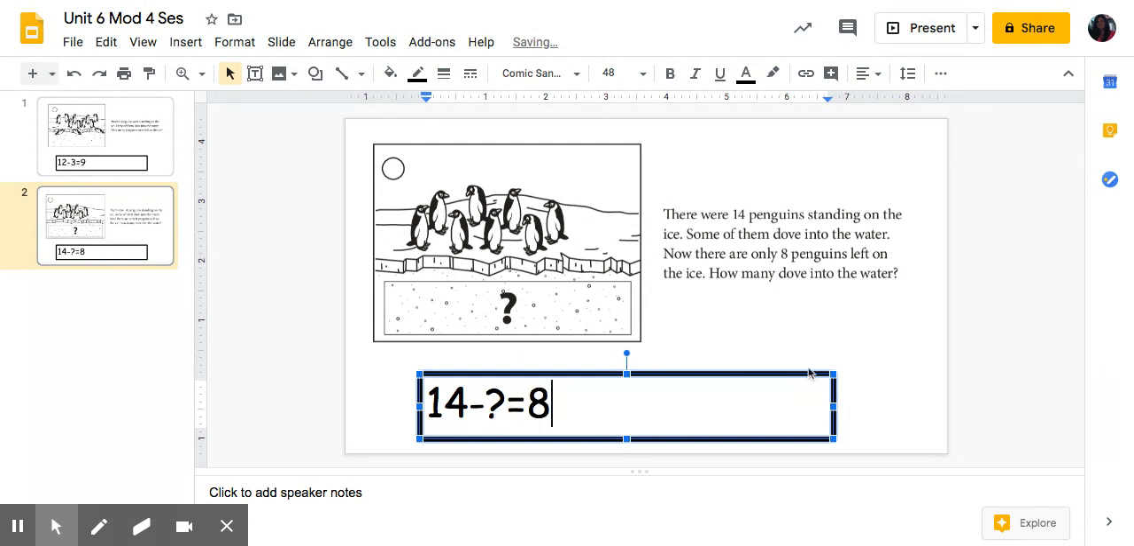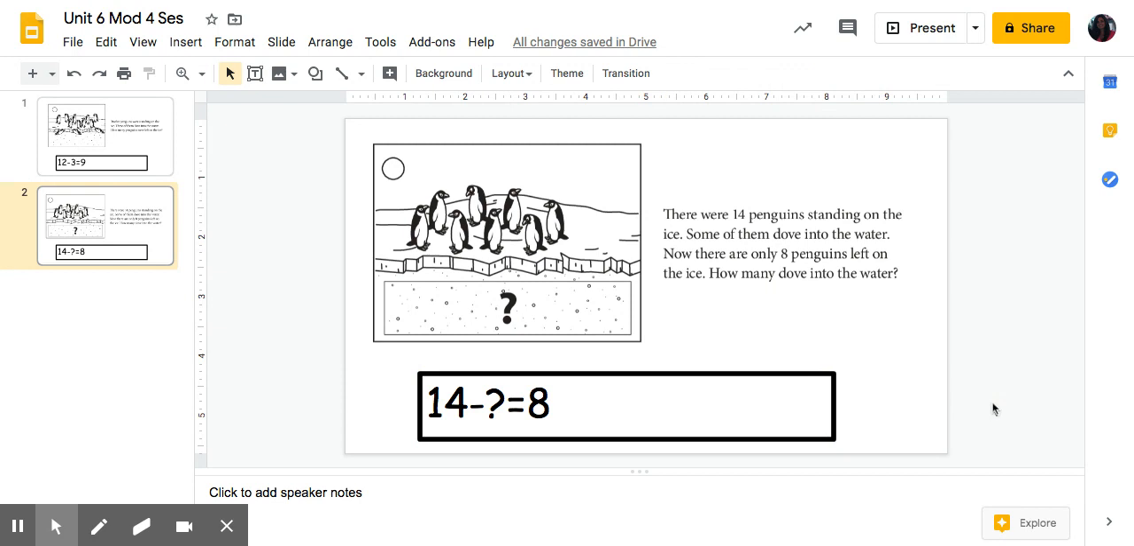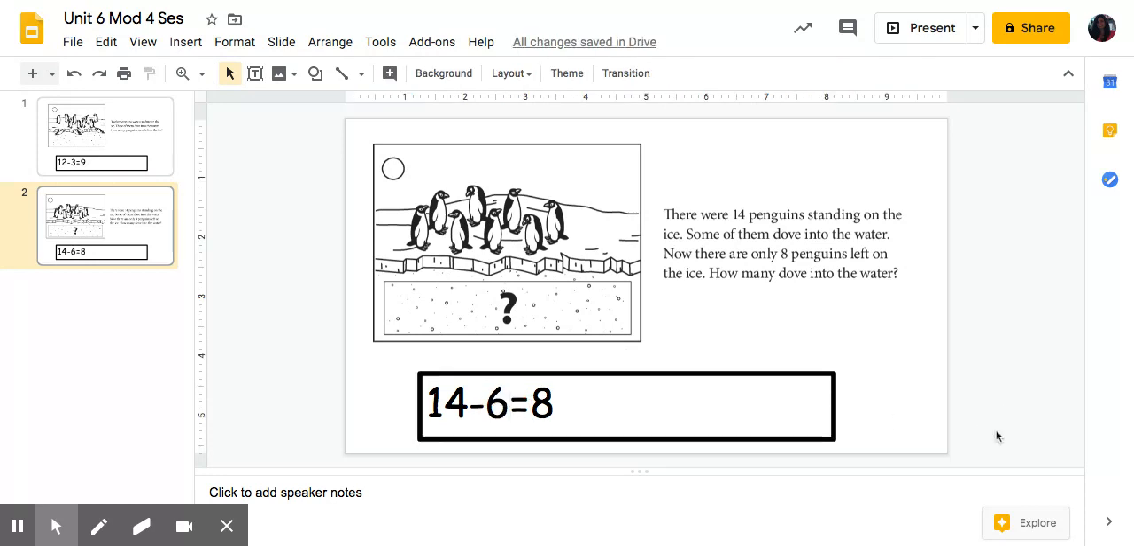So my equation could say 14 minus blank equals 8. So this missing number here is going to tell me how many penguins dove into the water. See if you can figure out what that missing number is. Great. 6. 14 minus 6 equals 8.